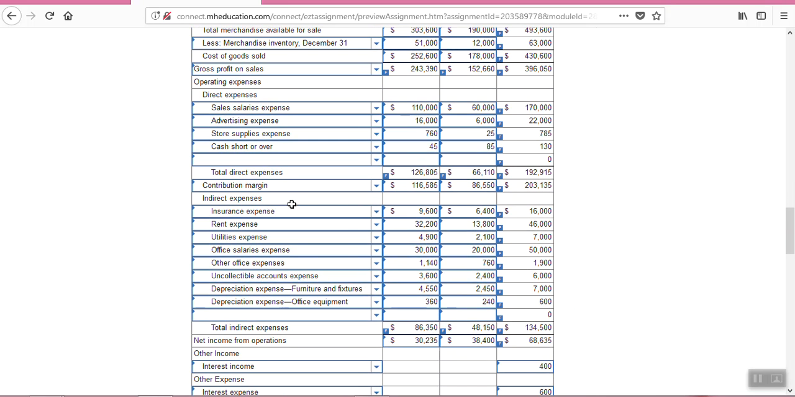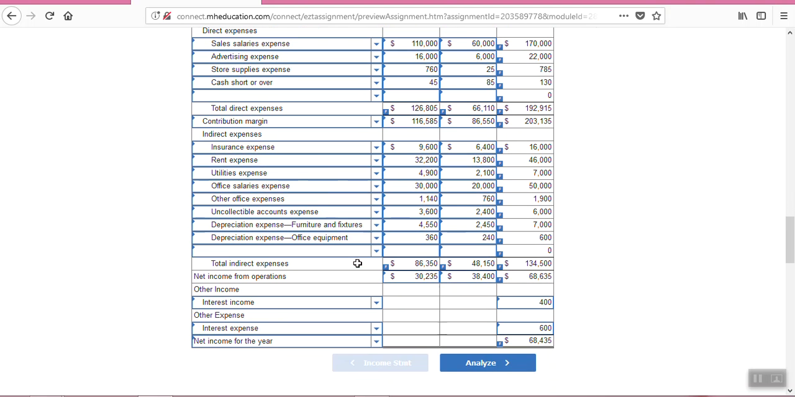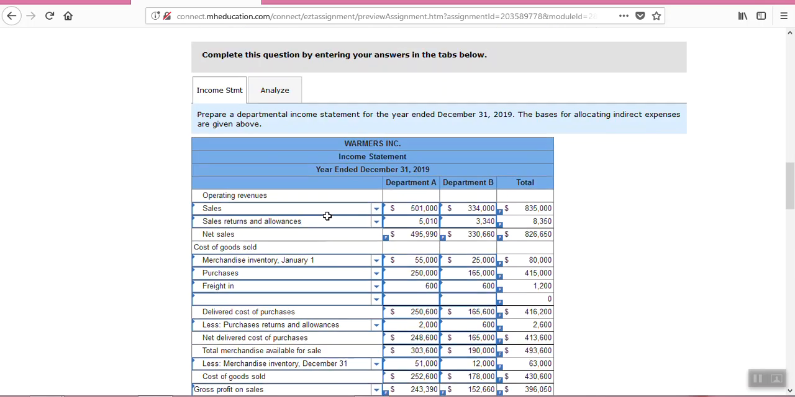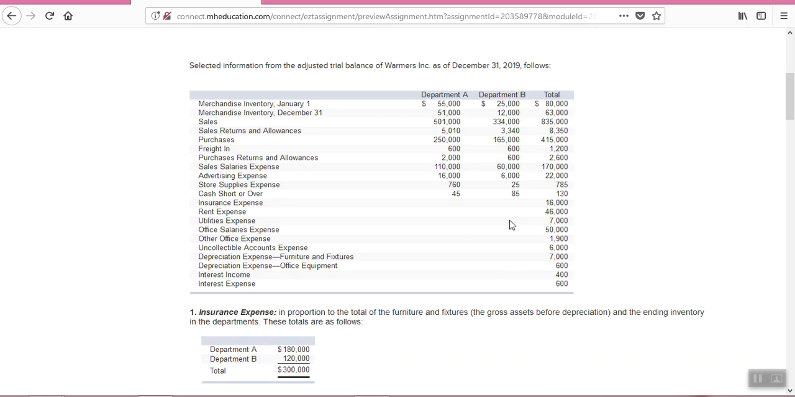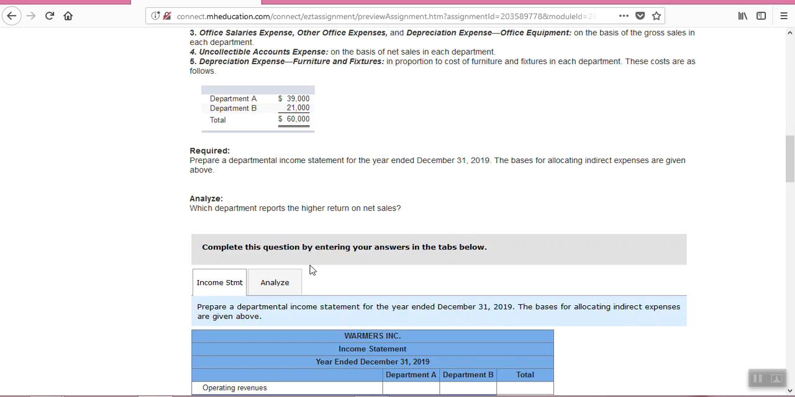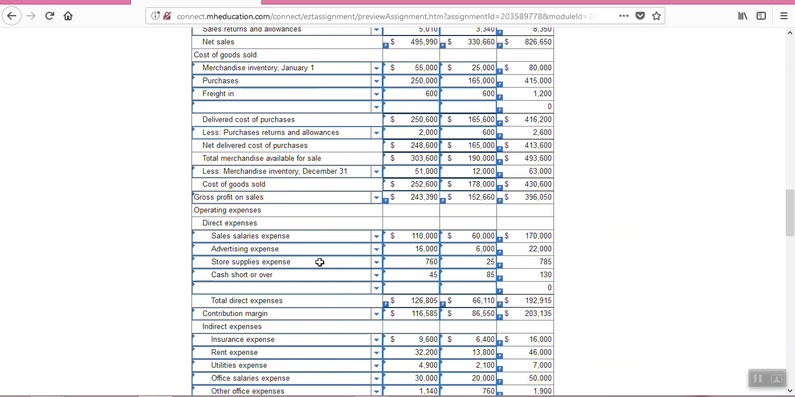So here are our indirect expenses. And you'll see there are 1, 2, 3, 4, 5, 6, 7, 8. 8 of those. They are on the chart up here. And basically, it's everything else that's left except for this interest income and interest expense. You can forget about those for right now. We'll deal with those in just a little bit. So everything from insurance expense down through those 2 depreciation expenses are indirect expenses. But they're not broken out by department.